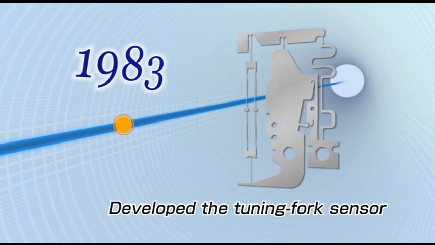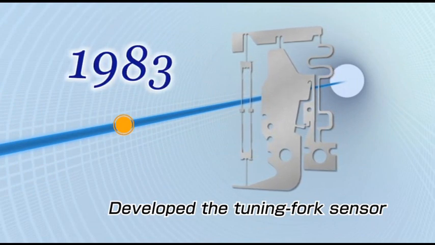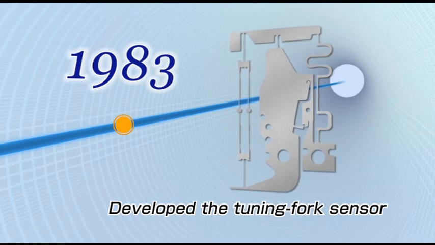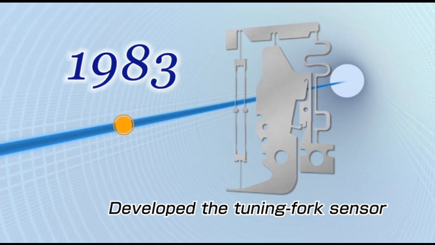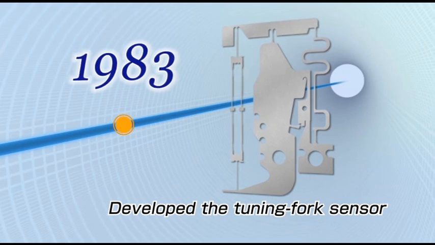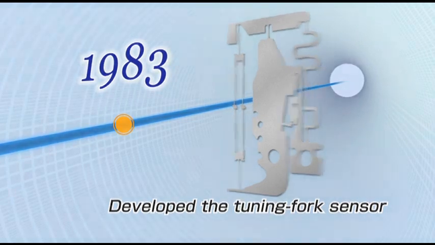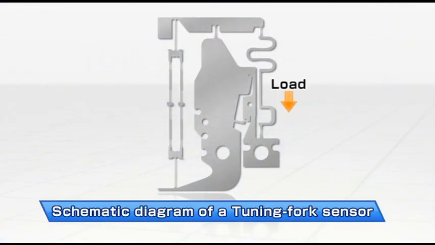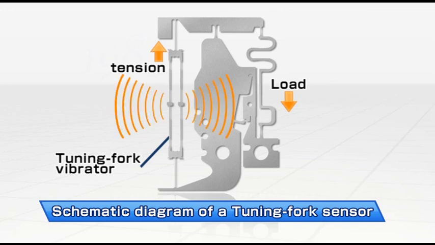20 years after our founding, and after much trial and error, we created the world's first tuning fork sensor. It dramatically improved scale performance, and tuning fork sensors have been our core technology ever since. A tuning fork sensor uses changes in the vibration frequency of a tuning fork oscillator, resulting from the application of a load to it. The pulling force and weight of the load are measured digitally.